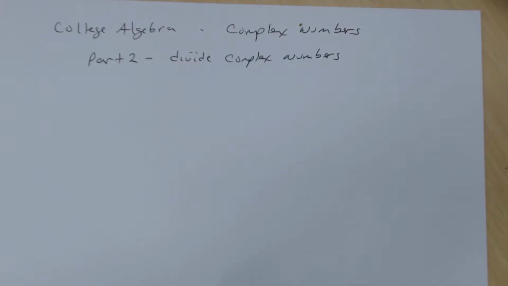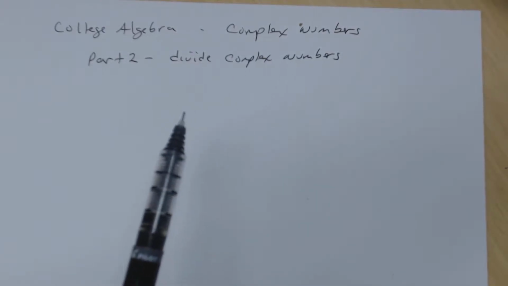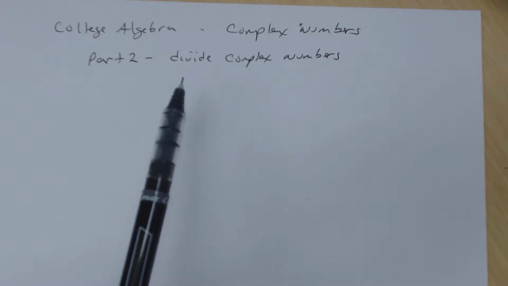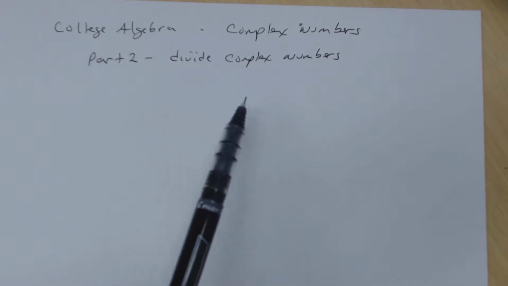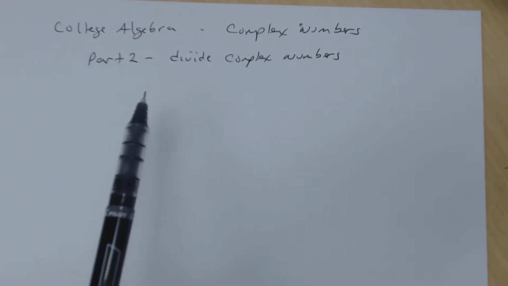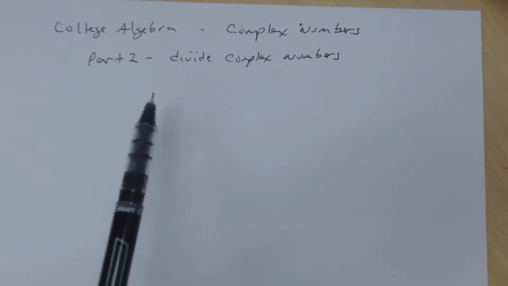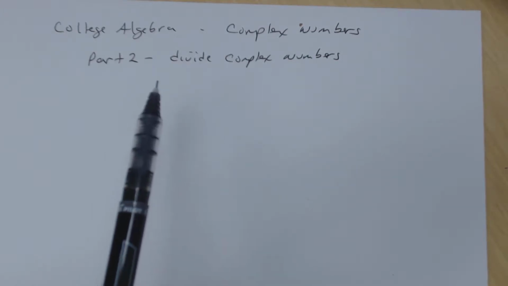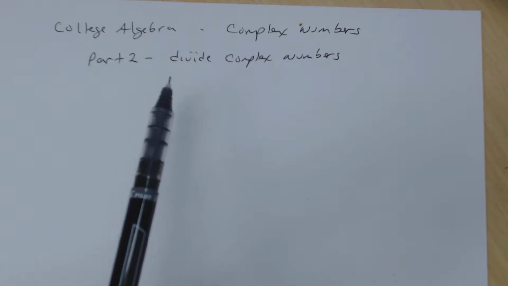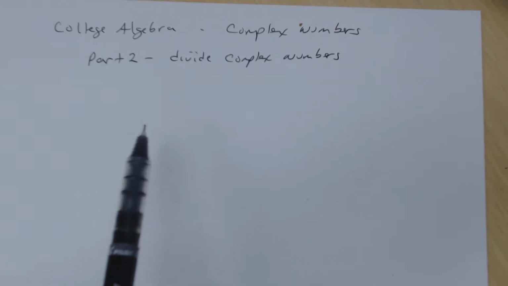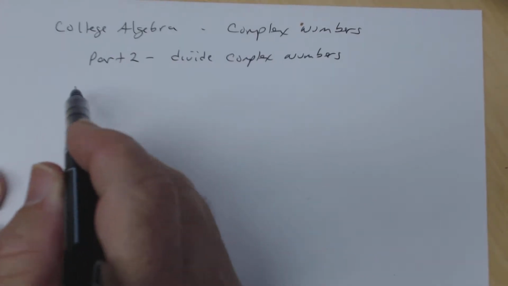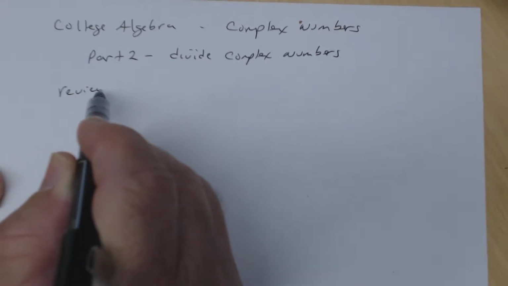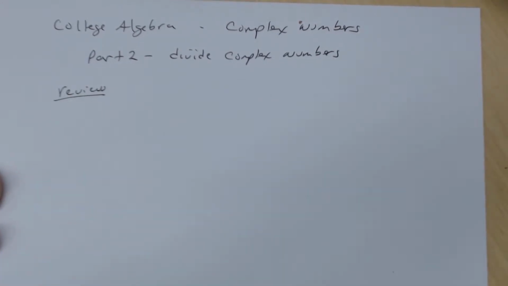Okay, so part two of the lesson on complex numbers discusses how to divide complex numbers. In the previous lesson, remember we added complex numbers, we subtracted complex numbers, and we multiplied complex numbers. Now we're going to talk about dividing complex numbers. And before we do that, let's review this concept from a previous course.